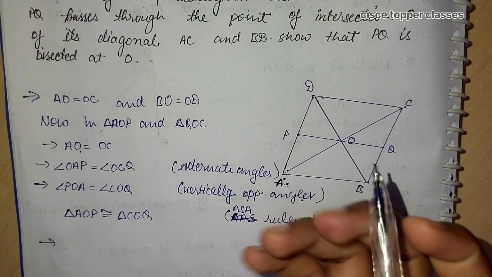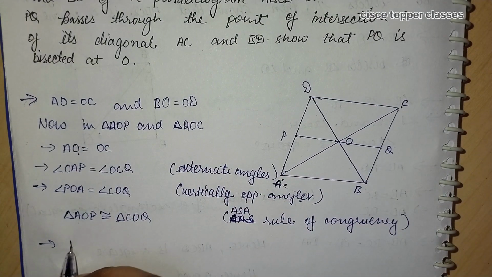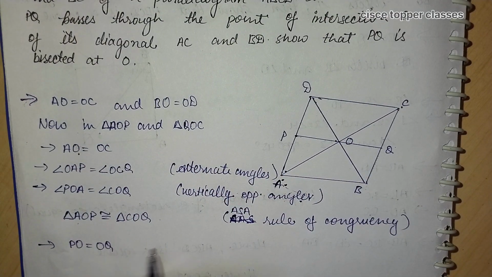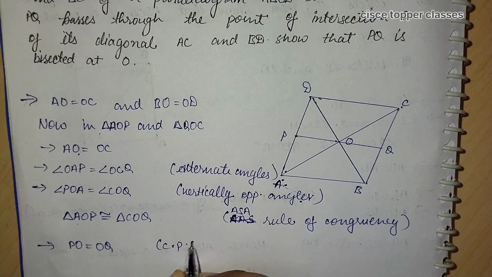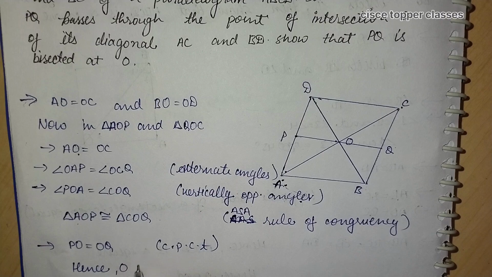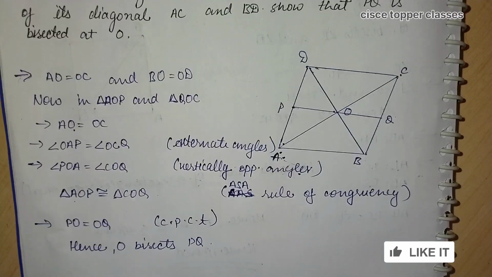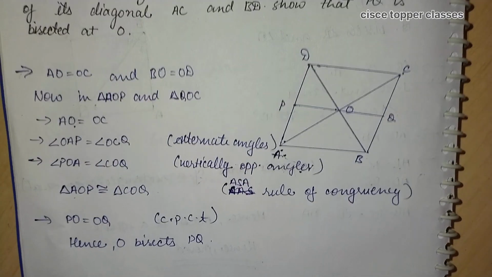Now what we have to prove is that PQ is bisected at O. We can prove that by CPCT: PO is equal to OQ, hence proved. Hence O bisects PQ. This is the final answer which we have to prove in this question.